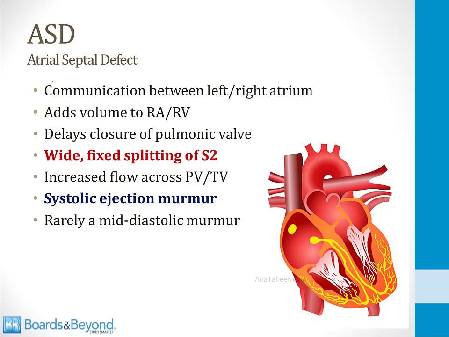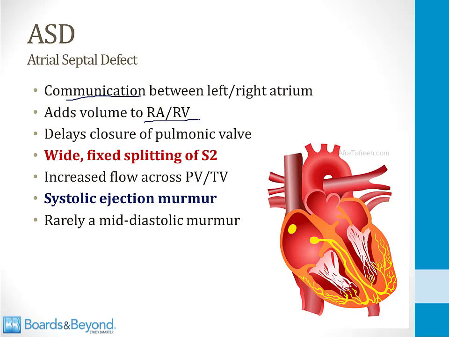This is a hole in the wall between the left and right atria, and it allows communication between those two chambers. And the major consequence of this hole is that it's going to add blood volume to the right side of the heart, including the right atrium and the right ventricle. Remember what I told you before, pressure in the left atrium should be higher than pressure in the right atrium. Therefore, when there's a hole in the wall, blood will flow from the left side of the heart to the right side of the heart.